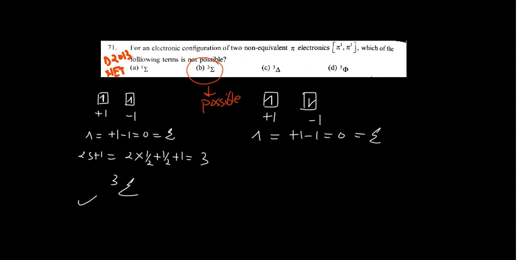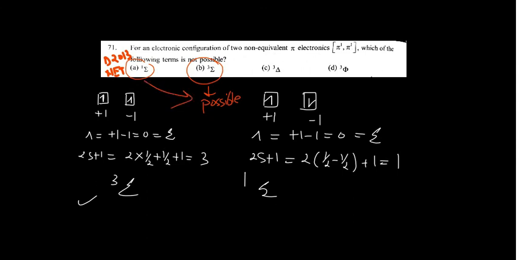Now you can go for the 2s plus 1. So this will be 2 multiplied, not plus, very sorry, by plus half, minus half, plus 1, that will give you 1. Why have I taken this? Because this has plus half spin, this has minus half spin. So what is the term symbol which is possible for this one? 1 sigma. So this is also possible, 1 sigma is also possible.